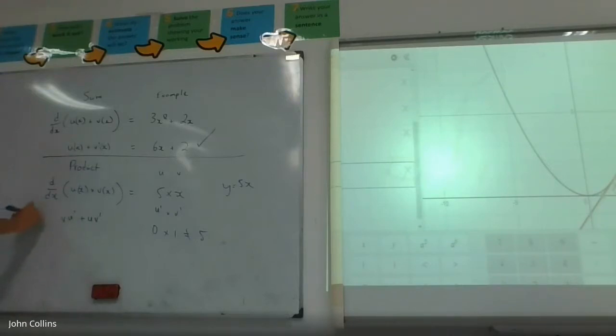So if y is equal to u times v, the derivative is the second one times the first derivative, plus the first one times the second derivative. Now, the only thing we have at our disposal, if I'm not going to prove it, is a simple example. y is 5x. Let's make it work for our simple example. v is going to be x, and that's going to be u. My v's and u's look a bit similar.